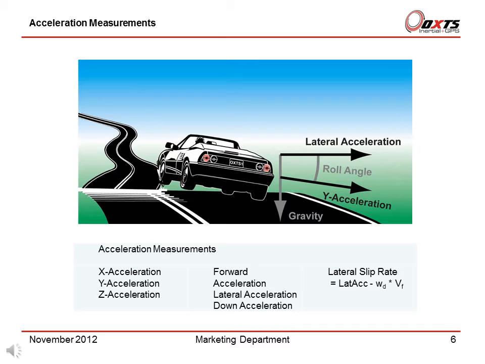The RT knows the roll and pitch angles very accurately, so it can rotate the XYZ accelerations to give forward, lateral and down accelerations. The forward and lateral accelerations do not have any component of gravity in them. The lateral acceleration is the roll-corrected acceleration. The lateral slip rate is an acceleration that measures how you are deviating from the perfect circle.